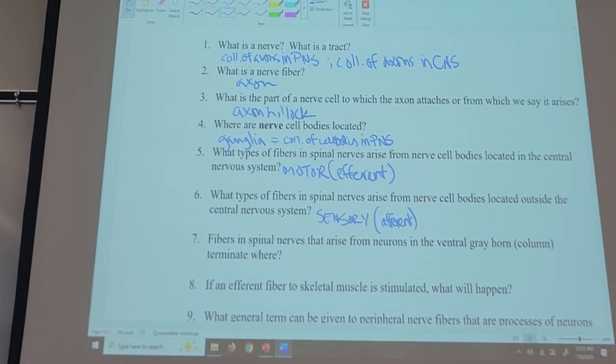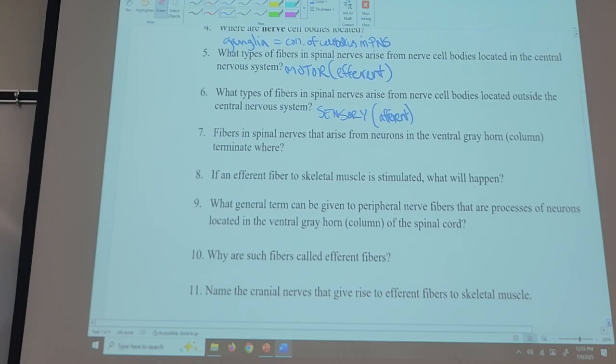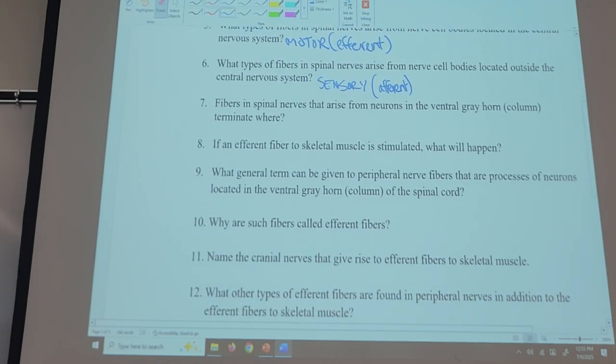Okay. All right, so number 7, we haven't talked about that yet, so we'll put 7 on hold. Let's do that. Okay, so number 8. If an efferent fiber to skeletal muscle is stimulated, what will happen? Just in general. Contraction. Yep, that's the effect on the effector, right?